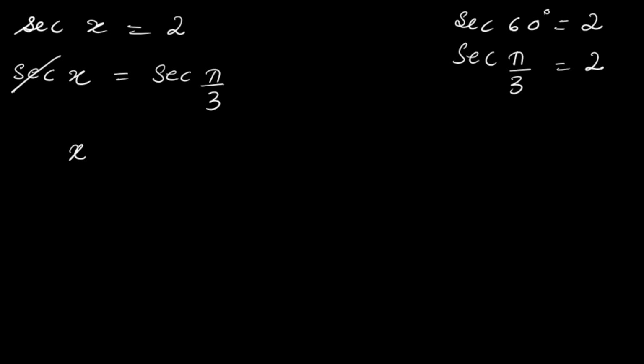Comparing angles, you just have to assume as if secant and secant are getting cancelled, although don't cancel it. If the same trigonometric function is on both sides, we can just compare the angle. So comparison of angles we are doing here. From there I got my first value of x. So x is equal to pi by 3, which is the principal solution.